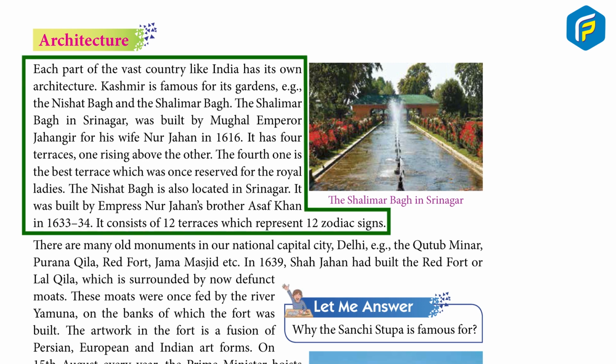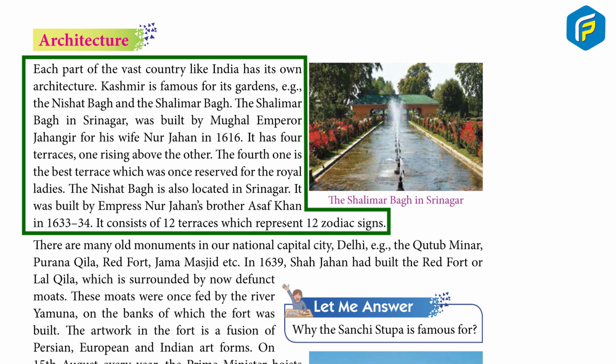Architecture. Each part of a vast country like India has its own architecture. Kashmir is famous for its gardens, for example the Nishant Bagh and the Shalimar Bagh. The Shalimar Bagh in Srinagar was built by Mughal Emperor Jahangir for his wife Noor Jahan in 1616. It has 4 terraces, one rising above the other. The fourth one is the best terrace, which was once reserved for the royal ladies.